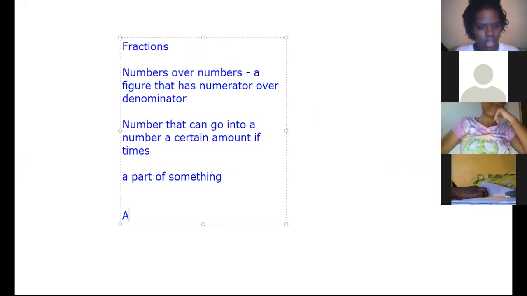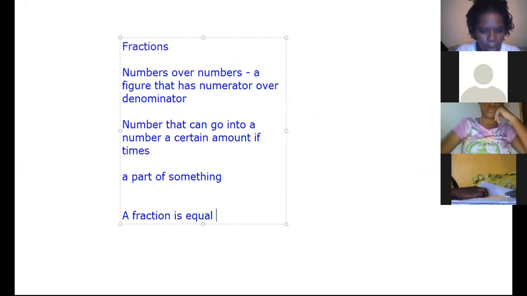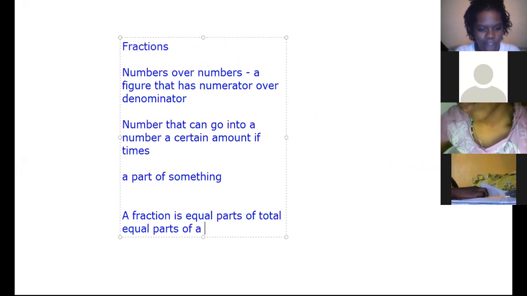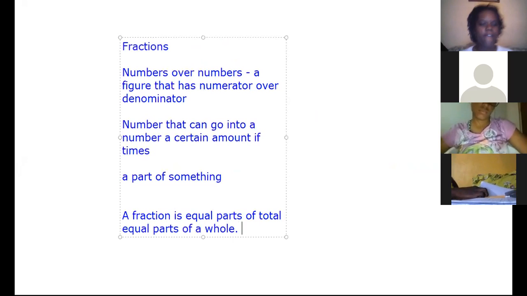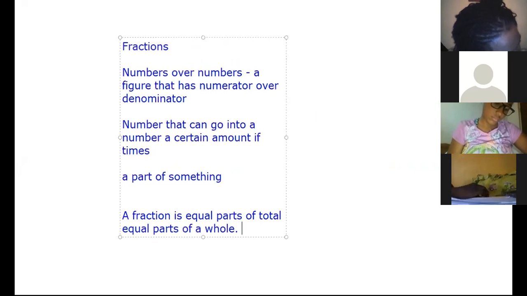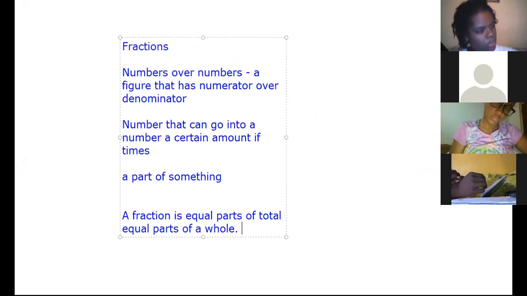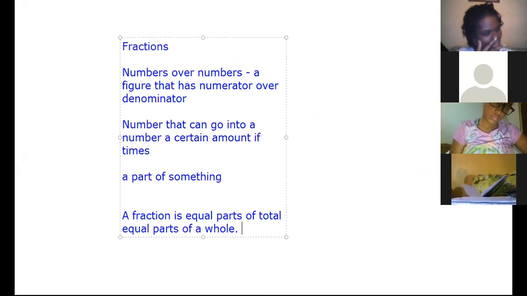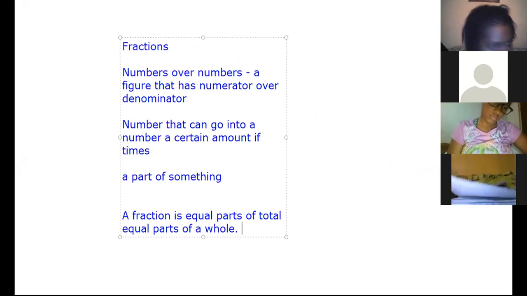A fraction, and you can feel free to write my own: a fraction is equal parts of total equal parts of a whole. We're getting into fractions today. It's going to be exciting. I will probably just cover the grounds, and next class go into addition. As soon as you finish writing, we'll do a diagram to show what I mean.